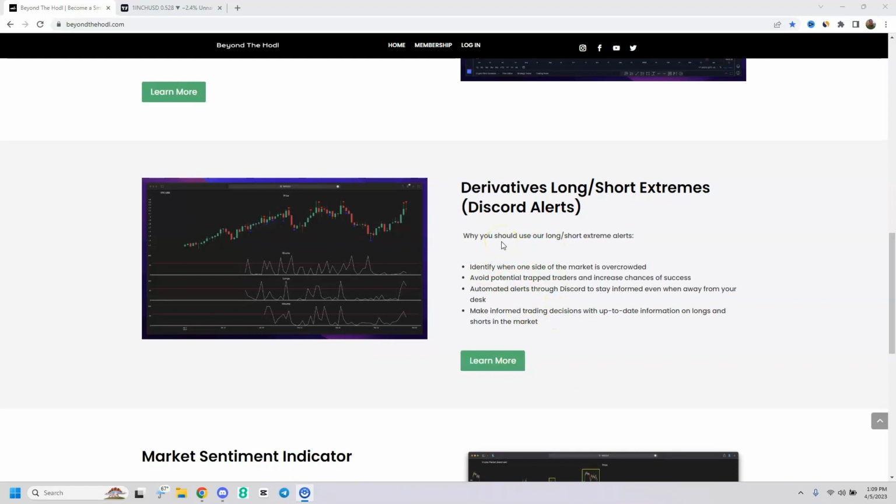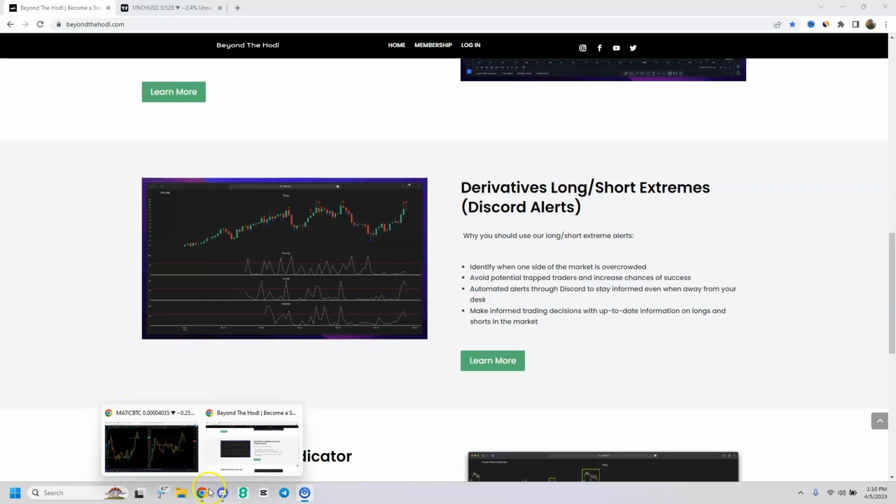So why should you use the long and short extreme alerts? It's really great at identifying when one side of the market is overcrowded. That's actually the main thing that it's for. So you want to avoid potential trap traders, right? You don't want to be the trap trader. You want to take advantage of trap traders, and this will increase your chance of success in the market, okay? Obviously, it's an automated alert, so it comes to Discord, so you don't have to be in front of your computer just staring at your screen. You can just check it.